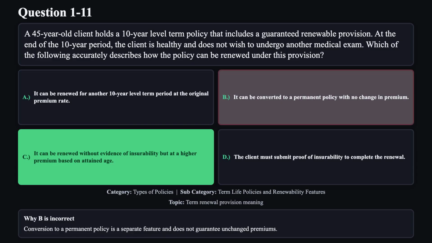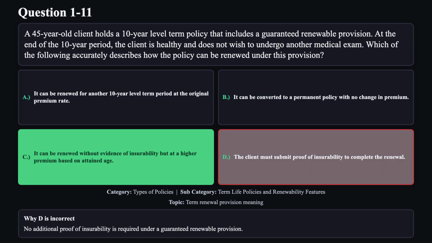Reason B is not correct. Conversion to a permanent policy is a separate feature and does not guarantee unchanged premiums. Reason D is not correct. No additional proof of insurability is required under a guaranteed renewable provision.